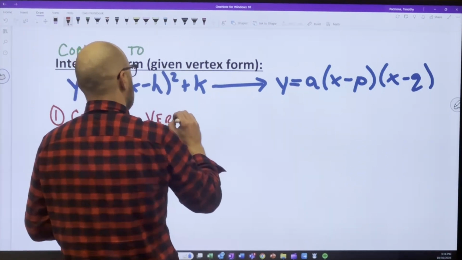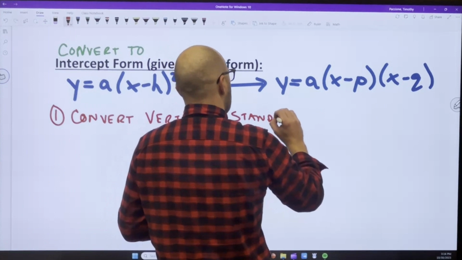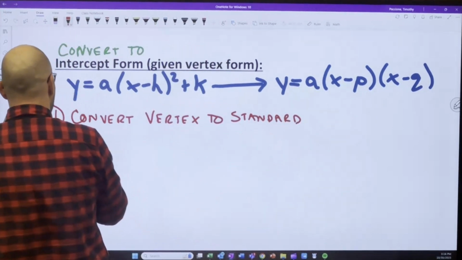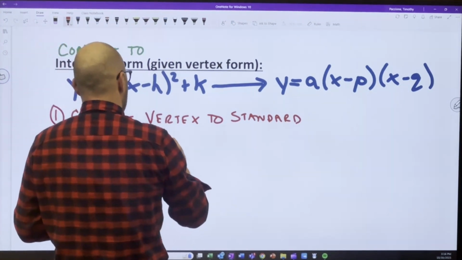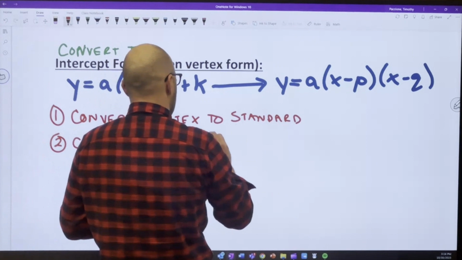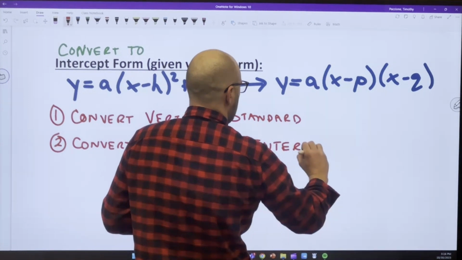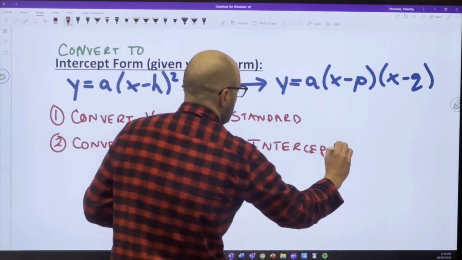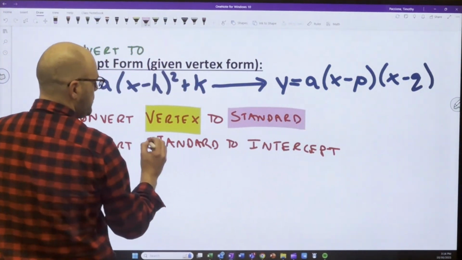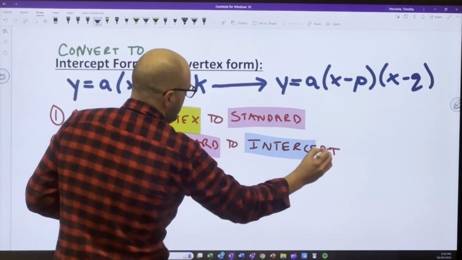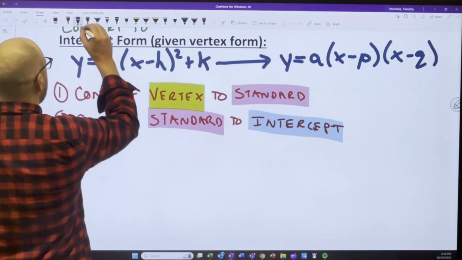vertex to standard, and then we have it in standard, and we convert standard to intercept. And I'll show you an example. Okay? So you can't go directly. So you go from vertex to standard, and then from standard to intercept. Okay? So this is what it looks like. I'll give you an example.